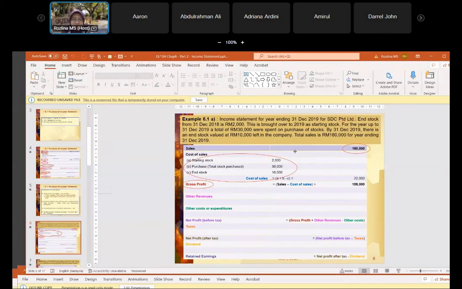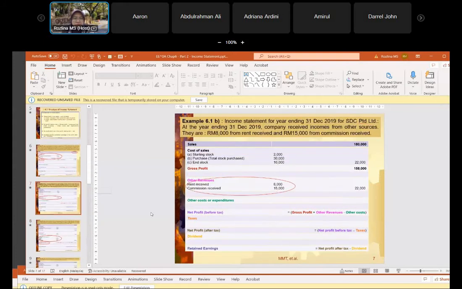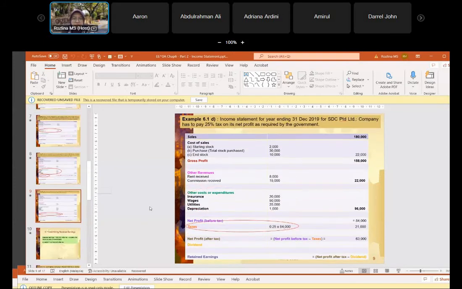I don't want to explain this thing because this is only the format. Otherwise you have to understand what is the A plus B minus C and so on. Just use the format, then you can get the answer. Same as this one.